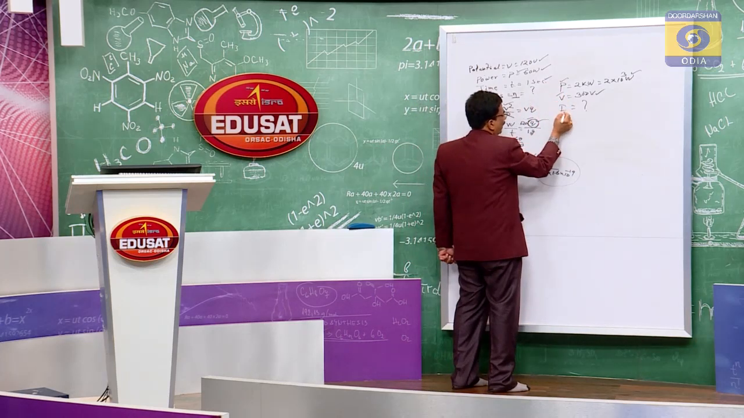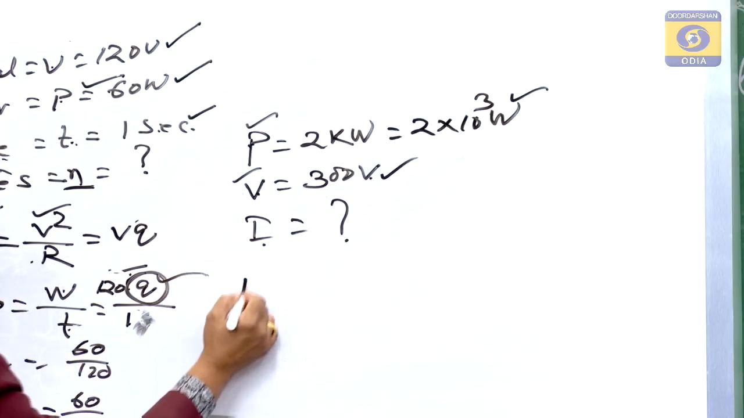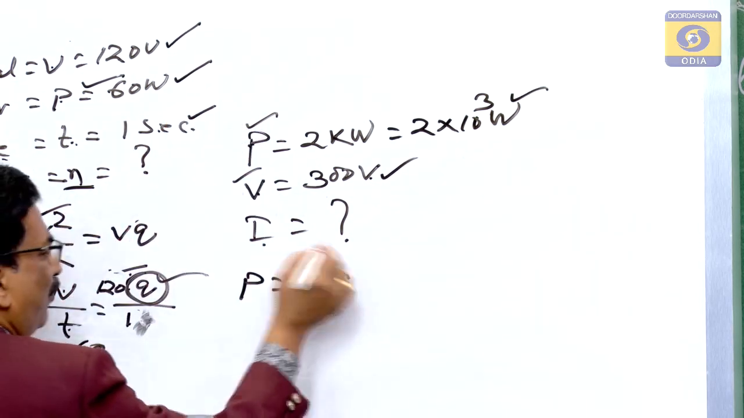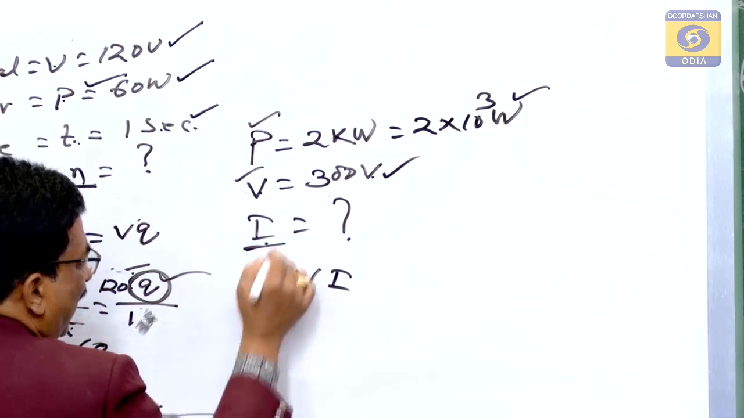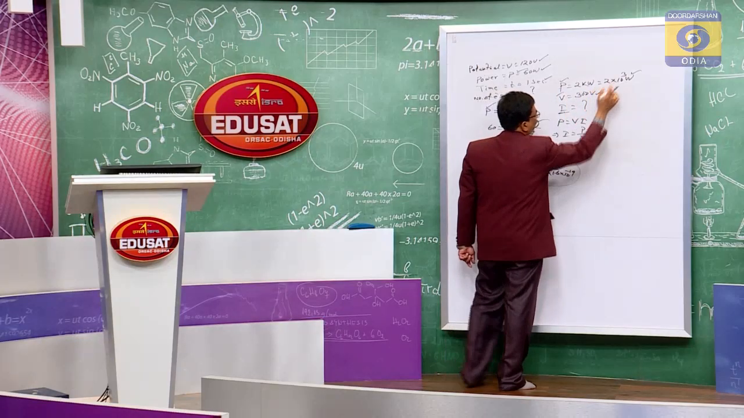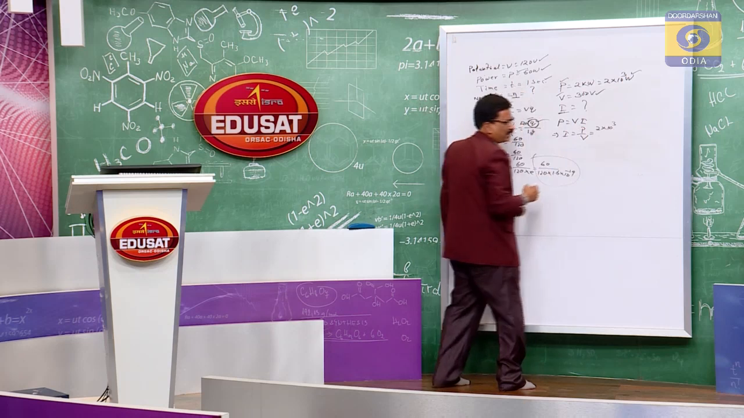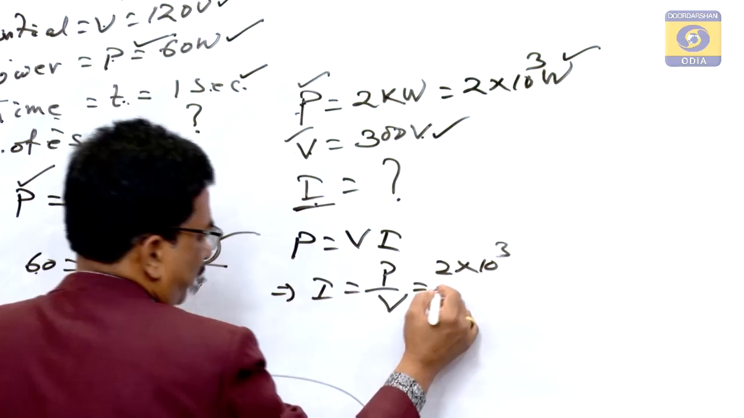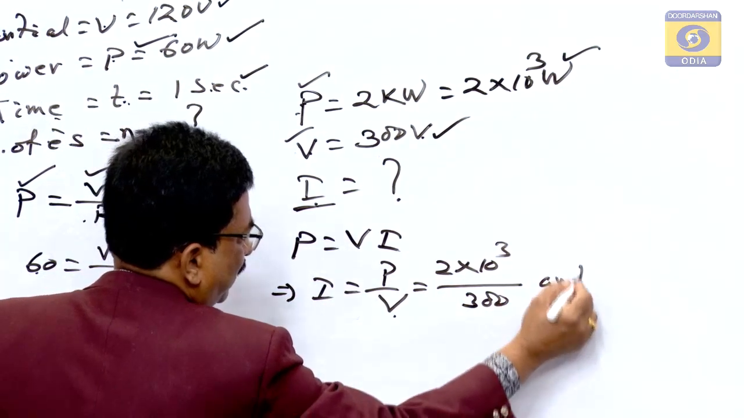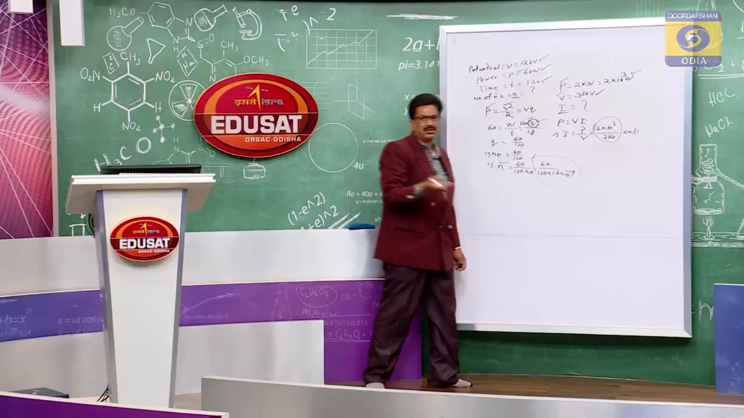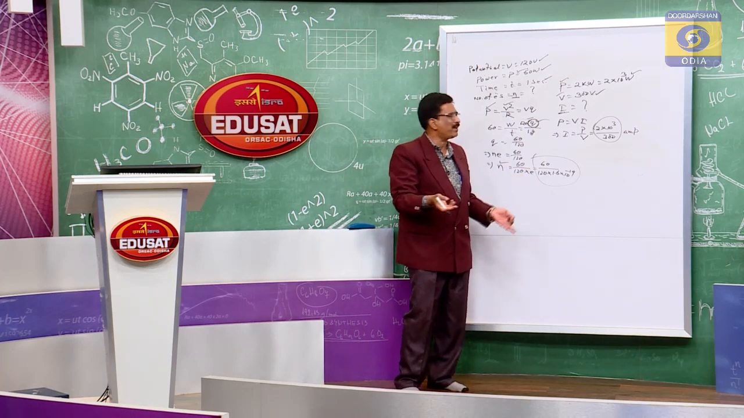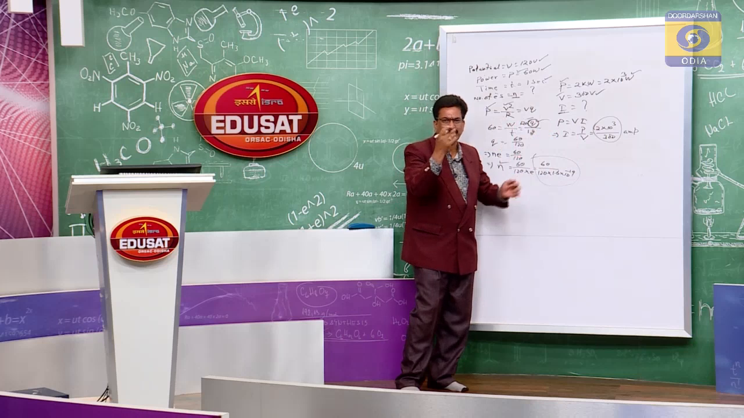So, how are these P, V and I related? You see, P is equal to VI, we have written it and we know that. So, if I is asked, then I is equal to P by V. P, not the drinking P, that is the power P. So, that is equal to 2 into 10 to the power of 3 by V, which is 300. This is the current, so the unit will be ampere. Now you solve it and find the calculation value, and go through the problem and the way, that is our task. So, these 2 numericals are over.